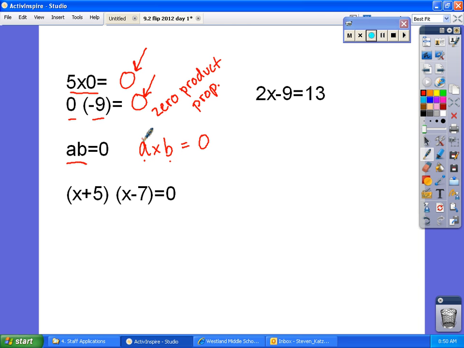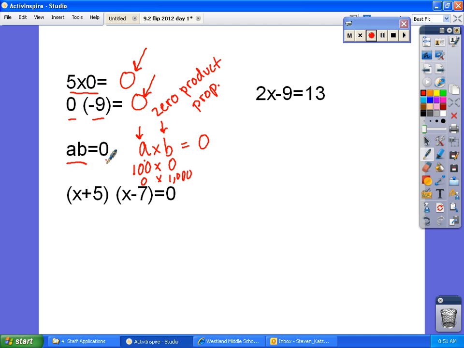In order for you to multiply these two numbers and get an answer of 0, let's say a was 100. Well, then b has to be 0. Let's say b was 1,000. Well, then a has to be 0. The only thing that you know is that if I told you that a times b equals 0, you know that either a has to equal 0 or b has to equal 0.